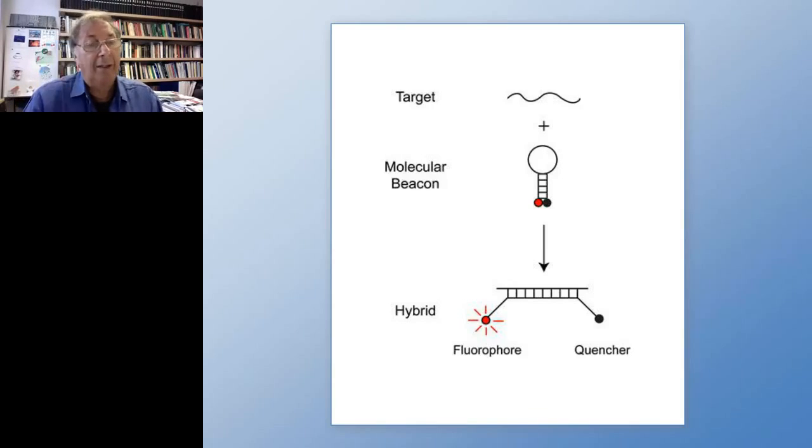So we can design molecular beacons that bind to the amplicons that are generated by super selective primers. And we can use different molecular beacons for each of the different amplicons made in a multiplex super selective primer assay. And each of those different molecular beacons will be labeled with a different colored fluorophore.